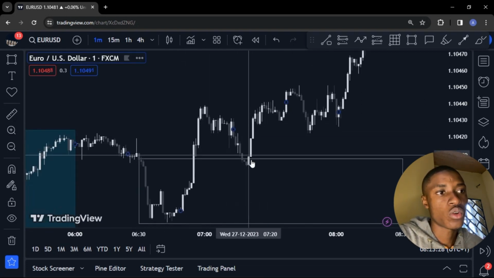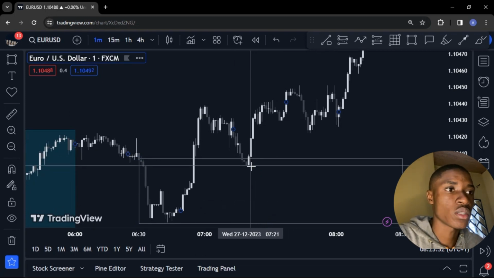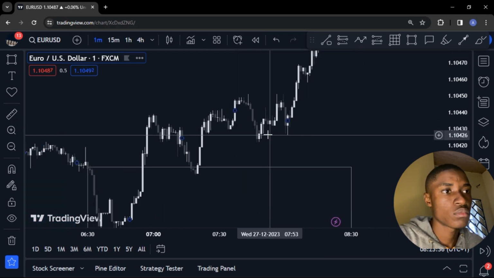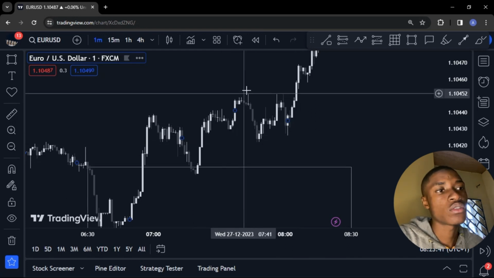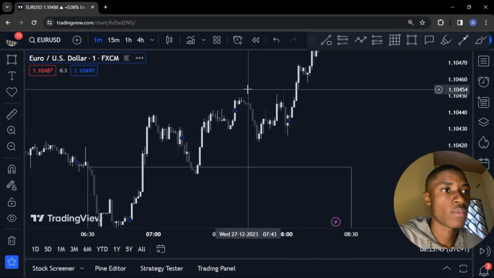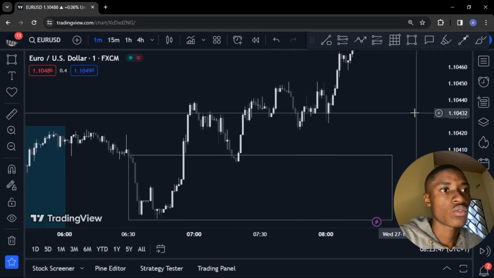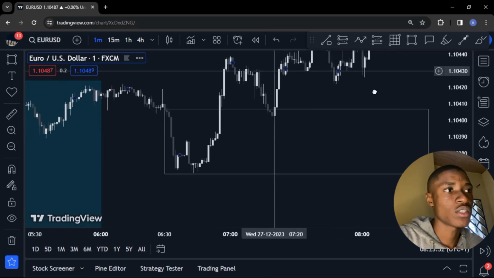So it got this huge drop inside my zone, and I expect an M1 BOS. Here comes M1 BOS, extreme. Then what happened? Price pulled back a little bit, never got to that level, and just shot up like that. And it is what it is. So on this actual chart, we didn't really catch any trade on the EU.